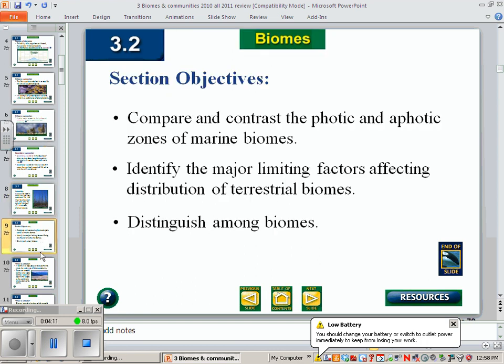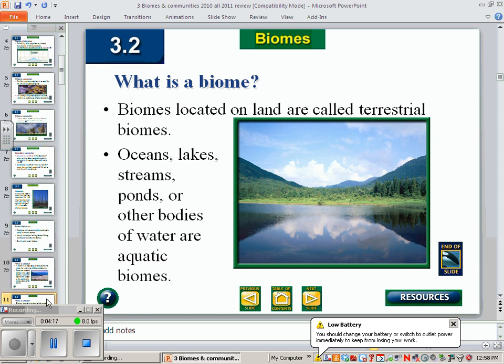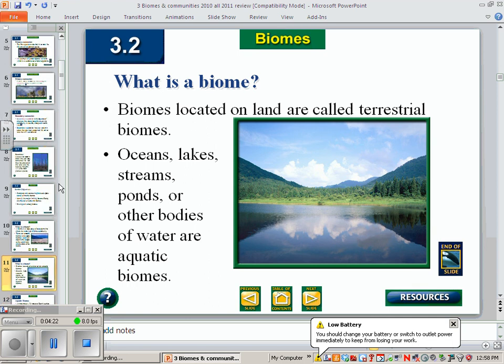Compare and contrast aphotic and photic areas in an aquatic ecosystem. What is a biome? Give me a second.